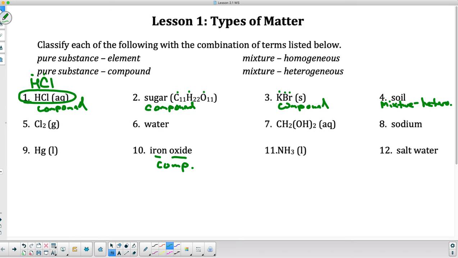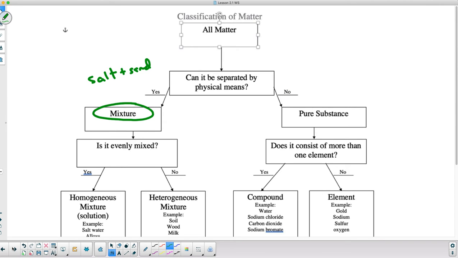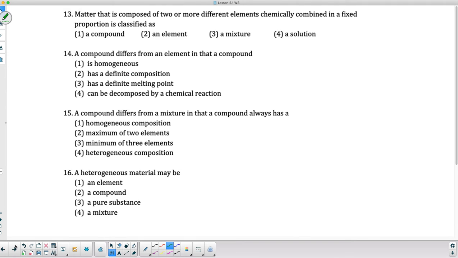If you'd like to see the answers to this, I have the answer key in class, and I'd be happy to show it to you. So there's our classification of matter flow chart to help give you some help. Matter that is composed of two or more different elements chemically combined, this is completely from the definition. And of course, that's what a compound is.